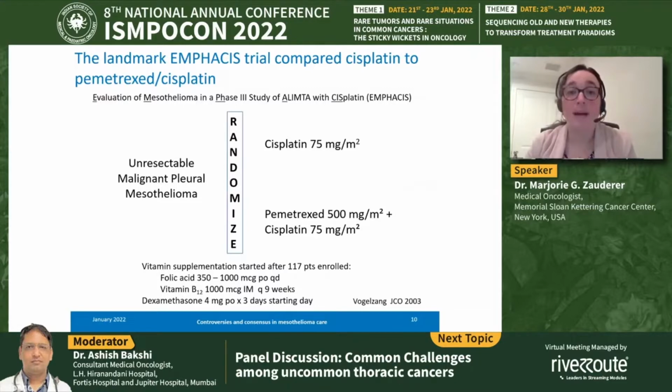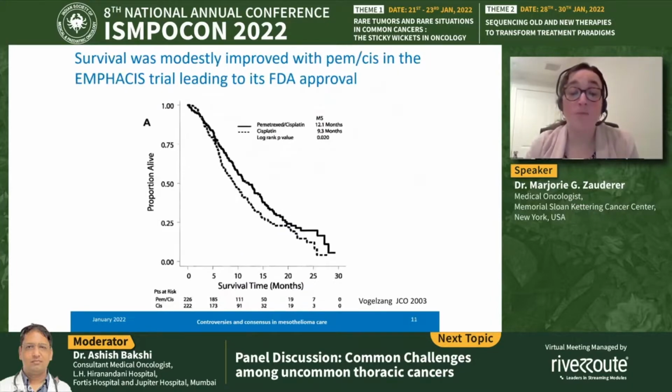In the landmark randomized phase 3 EMPHACIS trial, treatment-naive patients with unresectable mesothelioma were randomized to receive either cisplatin or cisplatin and pemetrexed. Median overall survival was modestly improved with the combination of cisplatin and pemetrexed to 12.1 months as compared to 9.3 months with cisplatin alone. This led to the FDA approval of this regimen in 2004, and until last year, or 2020 in the fall, it was the only FDA-approved regimen.